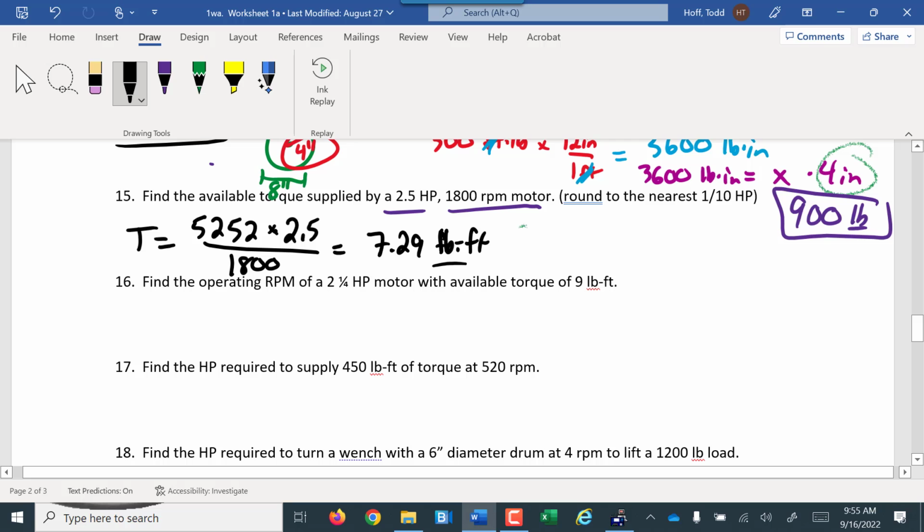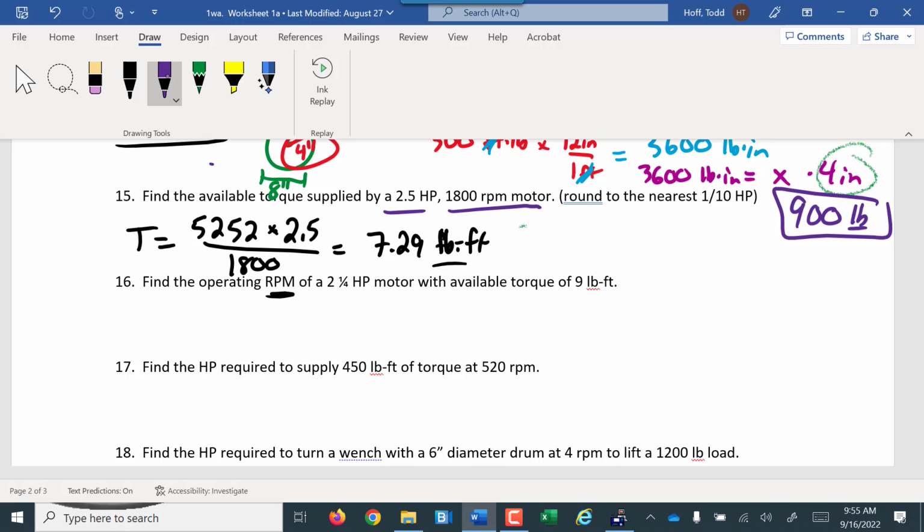So now there's all sorts of different combinations or variations of this. Find the operating RPM. If we have 9 foot-pounds of torque, or 9 pound-feet, so 9 goes in for the torque now. 5252, the horsepower is 2 1/4, so 2.25. And we're looking for the RPM on bottom here.